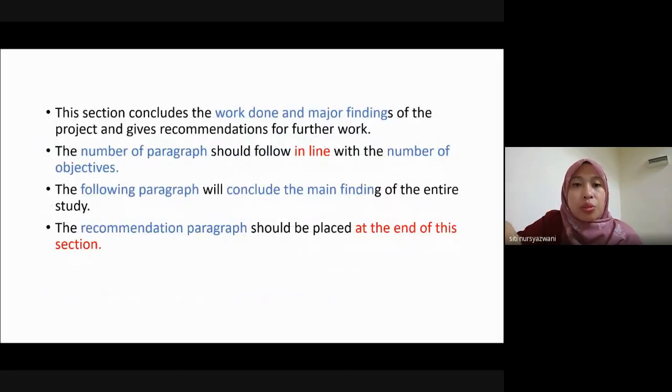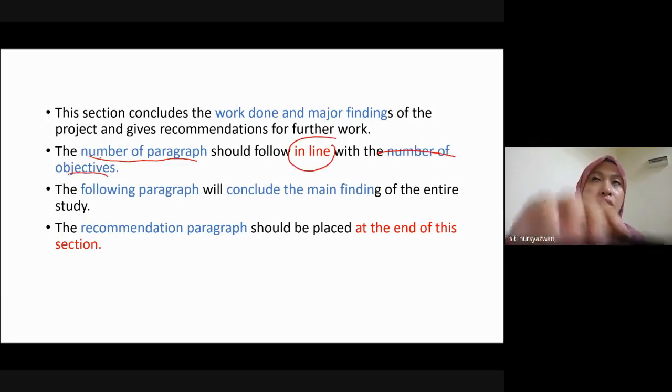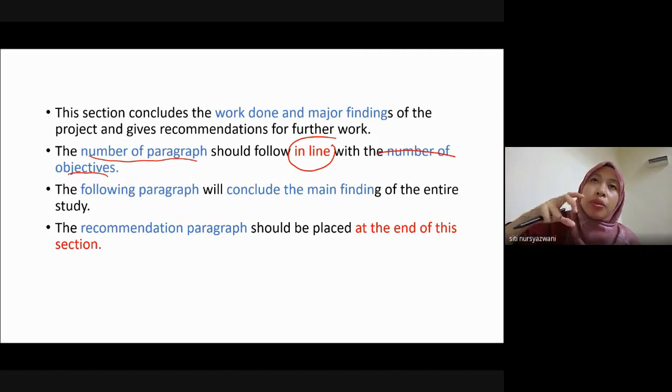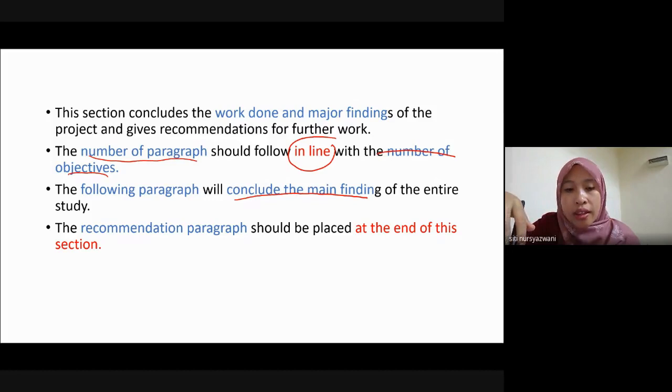This section also concludes the work done and also major finding of the project and give recommendation for the future work. And the number of paragraphs should follow in line in the number of objective. Maksudnya objektif yang pertama, conclusion apa? Objektif kedua, so capai ke tidak conclusion tu? Ataupun capai ke, dapat fill gap tak? Your knowledge yang missing tu. Okay? And the following paragraph will conclude the main finding of the entire study. And the recommendation paragraph should be placed at the end lah. Biasanya recommendation last lah. Okay?